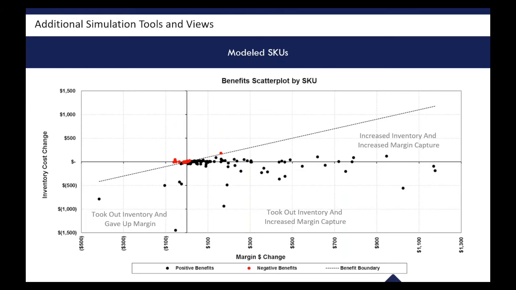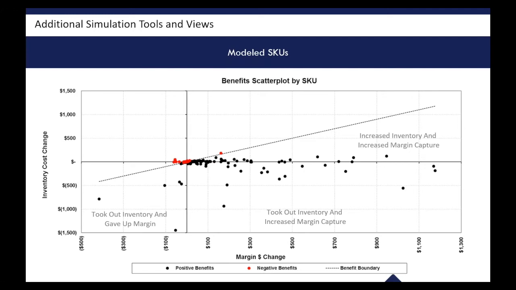In this slide, we'll demonstrate the benefit scatter plot by SKU. This is another useful tool available to us when conducting iCost simulations. Each SKU included in the simulation tool will be plotted on this quadrant based on their profit, productivity, and performance. The bottom right quad is where the low-hanging fruit exists. Inventory is reduced and yet margin is increased.